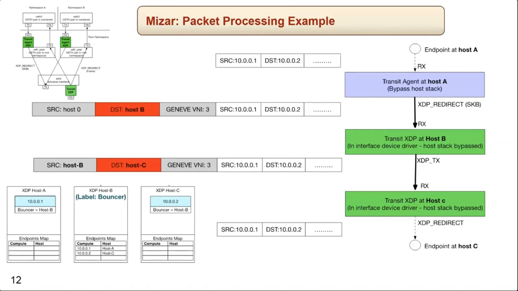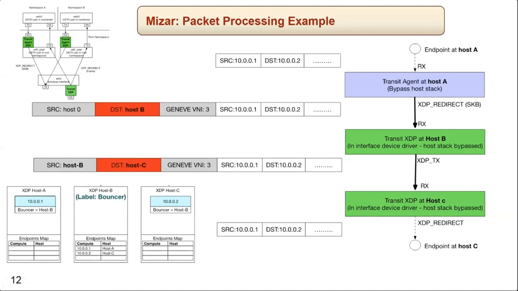Now, this is where the packet goes to bouncer B. So host B is where we actually have the mapping that says 10.0.0.1 is on host A and 10.0.0.2 is on host C. So on the bouncer, when the packet comes in, it rewrites the outer packet to host C and sends the packet out to host C. And then we're done, basically. So the packet originated from host A, went to the bouncer, and from the bouncer, was sent out to host C.